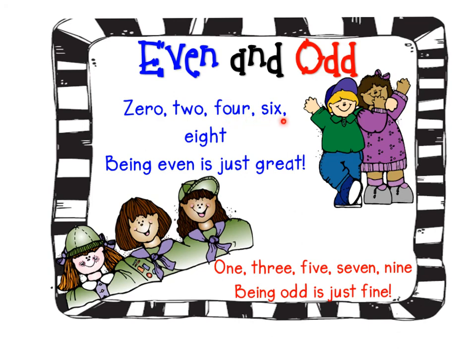0, 2, 4, 6, 8. Being even is just great. 1, 3, 5, 7, 9. Being odd is just fine.